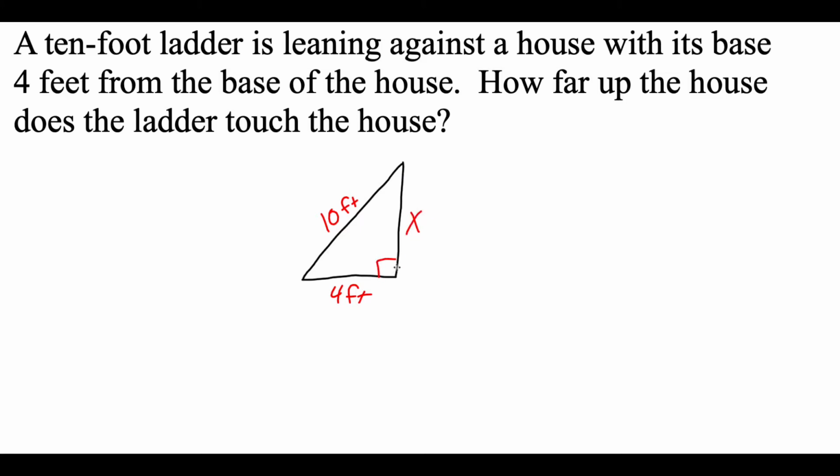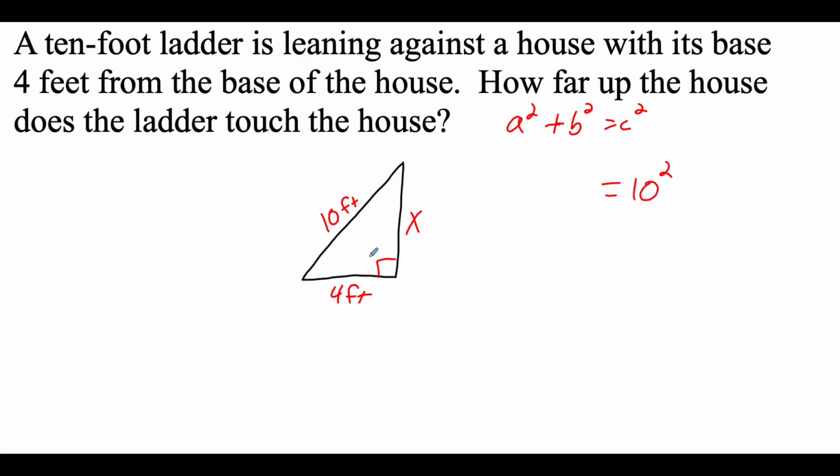Now this is a right triangle, so we are able to use the Pythagorean Theorem. So remember, that's a squared plus b squared equals c squared. And the important side is the hypotenuse, so across from the right angle. That always has to be your c value. So in this picture, that 10-foot length is the c value. So I'm going to put that on the right-hand side.